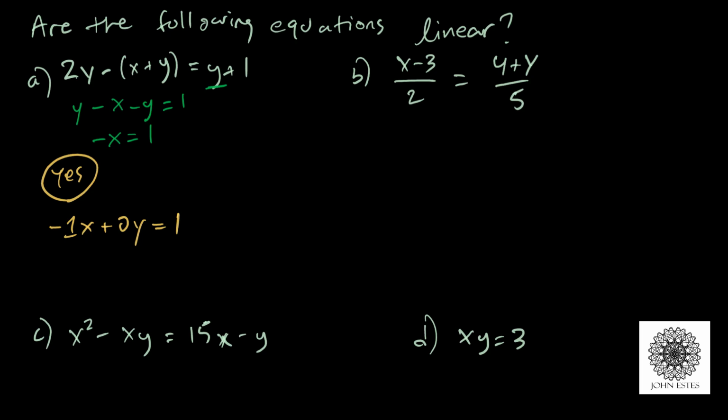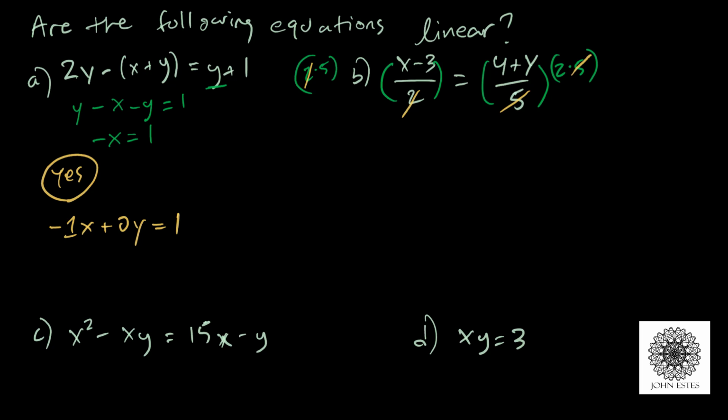Okay, part B. I have x minus 3 over 2 equals 4 plus y over 5. This has fractions, so surely it's not linear, right? Actually, this is linear. I'm going to simplify this equation by multiplying 2 times 5 on both sides of my equation. When I do that, on the left-hand side the 2 cancels out, and on the right-hand side the 5 cancels out.